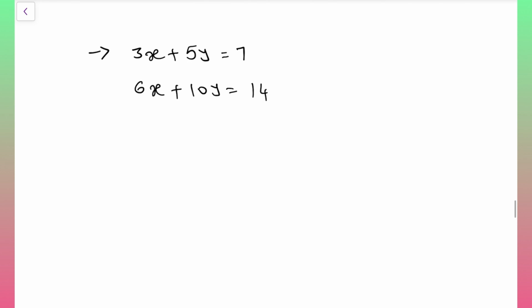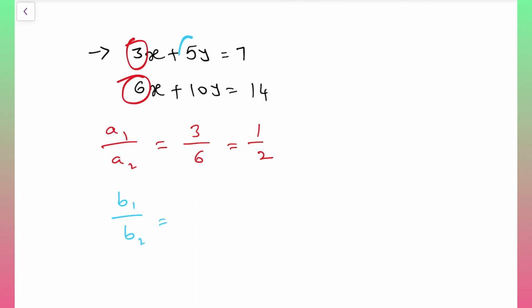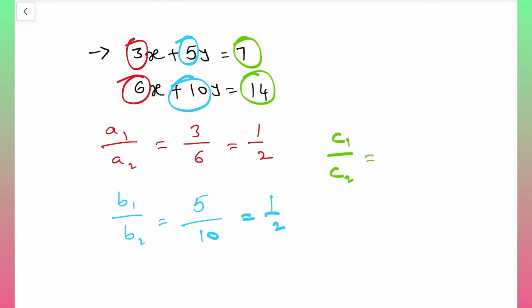Next, 3x plus 5y equals 7, and 6x plus 10y equals 14. Again, we first check the A1 by A2 value. Here A1 is 3 and A2 is 6, so 3 divided by 6 is 1 by 2. In the same way, B1 by B2: B1 is 5 and B2 is 10, so 5 by 10 is, as usual, 1 by 2. Then comparing C1 by C2, the constants are 7 and 14, and 7 by 14 is equal to 1 by 2.